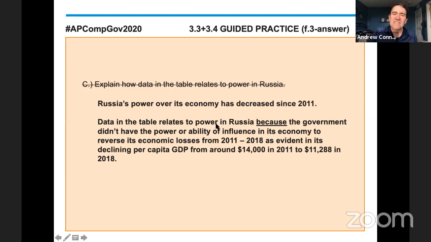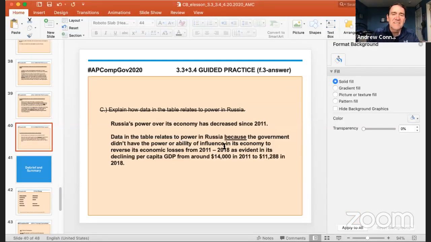Data in the table relates to power in Russia because the government didn't have the power or ability of influence in its economy to reverse its economic losses from 2011 to 2018, as evident in its declining per capita GDP from around $14,000 in 2011 to $11,000. So clearly Russia's government did not have the power. I'm actually going to pause this here because I violated one of my key principles, and I think I've referenced this before.